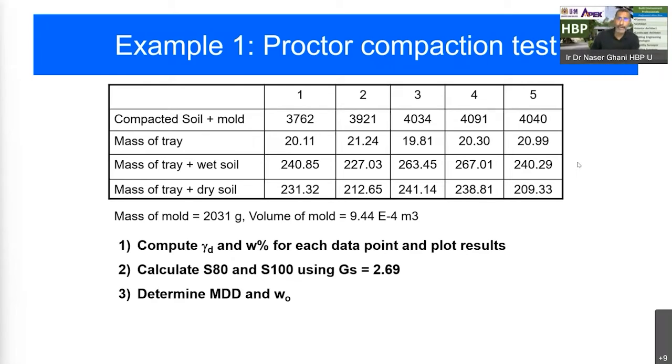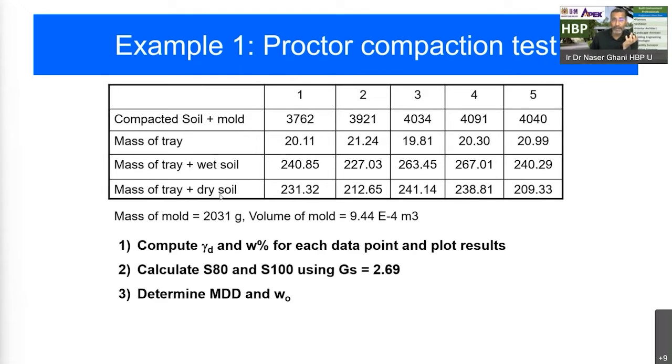So in this case, let us just go through one simple example. The soil that has been compacted into a mold. We're talking about a Proctor in the lab that will be used as a benchmark. The compacted soil in the mold is 3762 kilogram per meter cube, and so on, with the information on the mass of tray. Mass of tray is the tray for the sample for moisture content, and the moisture content, the wet soil and the dry soil.